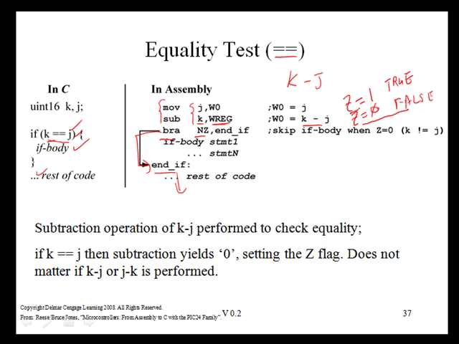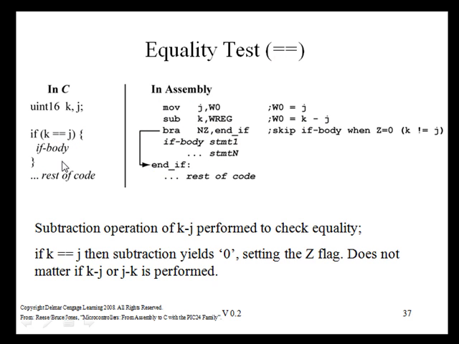If K was equal to J, that would mean that the Z flag would be a 1. This branch would not be taken, so we will follow through and execute the if body. Since we do not have an else statement, we do not need a branch always here, so we'll just simply have the if body statements.